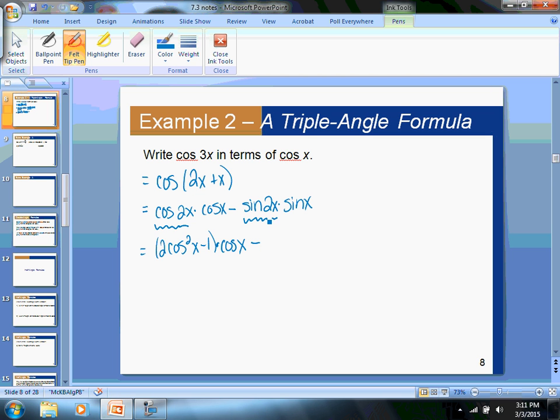And then for my sine 2x, that really only has one option. So I'm going to have to write 2 sine x times cosine x. And then I'll have my other sine x that I'm going to bring down from up here. So I want this to be written in terms of cosine. So I'm pretty good here with my first term, but this second chunk of terms here, this is a problem because I have sines.